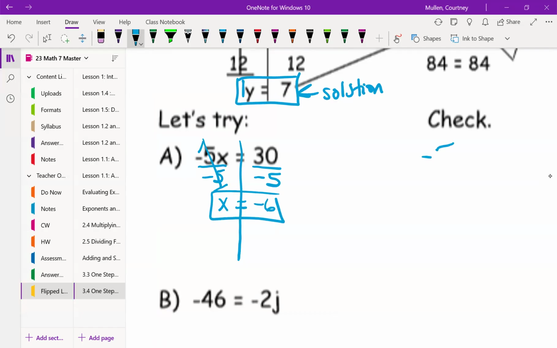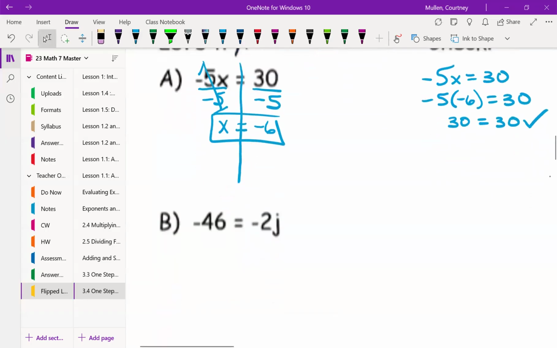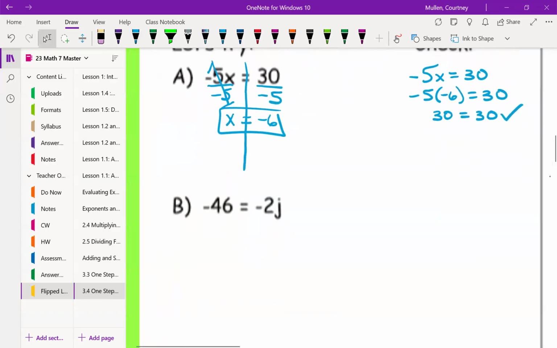For our check, we'll write our original equation. We'll substitute our solution. A negative times a negative is a positive. And so our solution checks out. Take a look at B. Line down the middle of your equal sign. What are you trying to solve for?